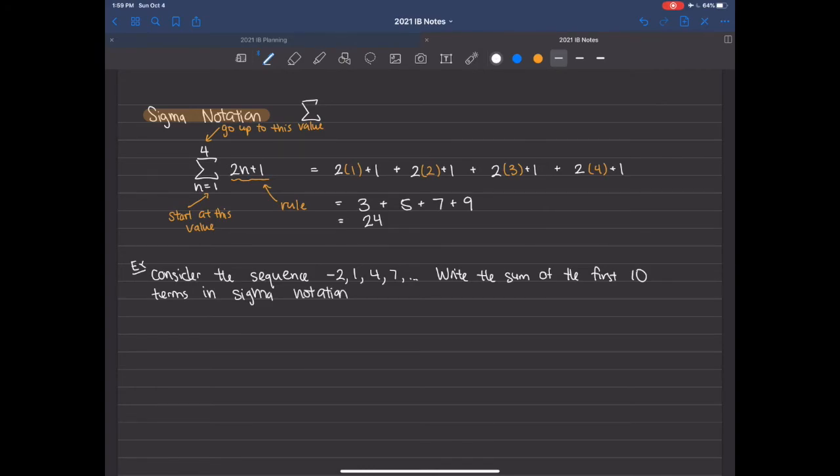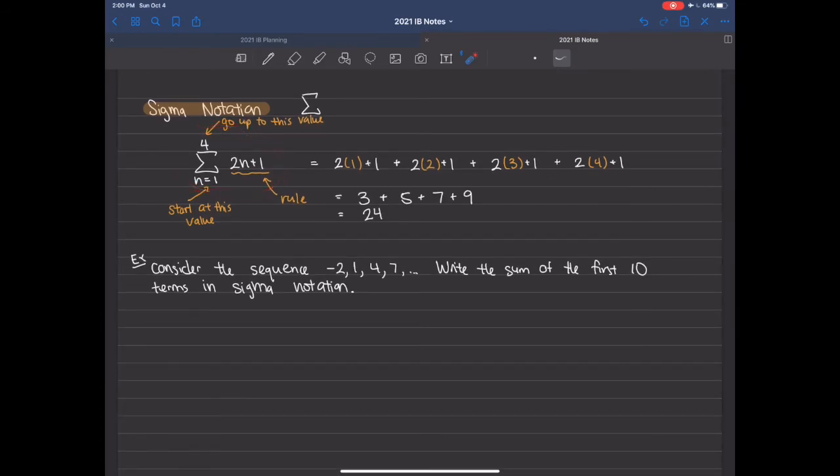So basically this question's asking, how can we take negative 2 plus 1 plus 4 plus 7 plus dot, dot, dot, plus all the way up to the 10th term, and condense that expression into something that's more succinct using sigma notation? The first thing we're going to have to do is figure out what our rule is. And so that is actually a step that we've been practicing. So step 1, write the general formula.